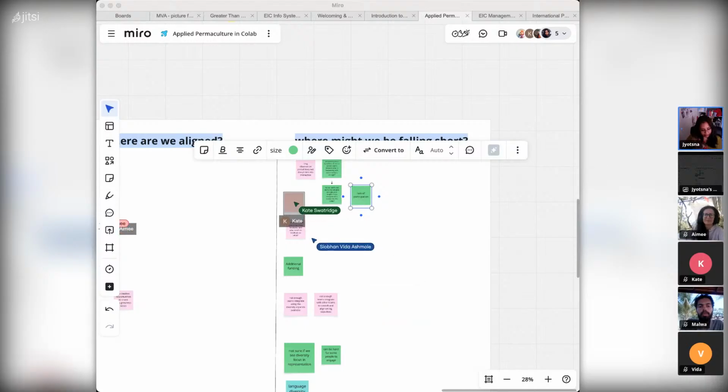And this is something that will be important for the next step in this process, which is a dot voting process. As you start to wrap up what's aligned and what's perhaps something they're falling short on, you are given some dots at the bottom of your frame.